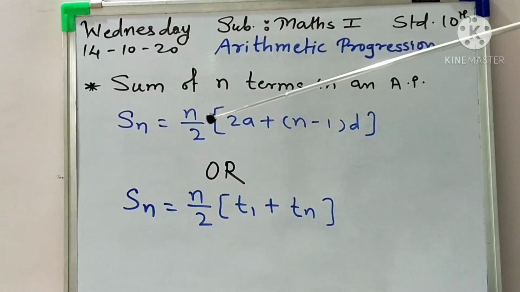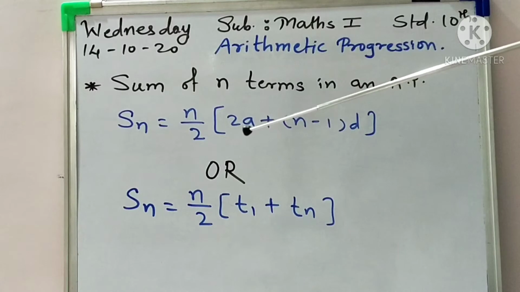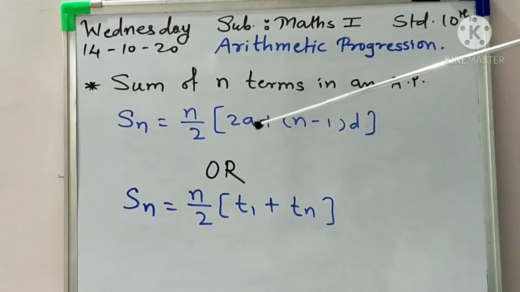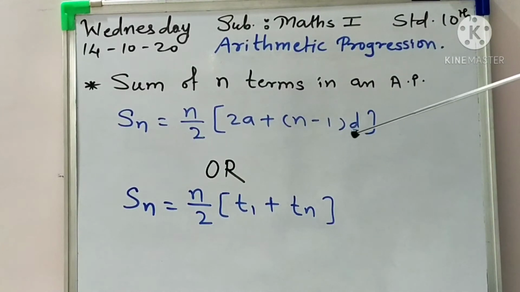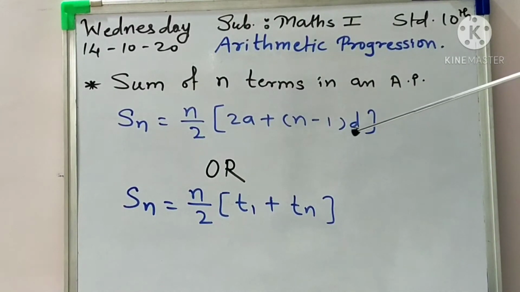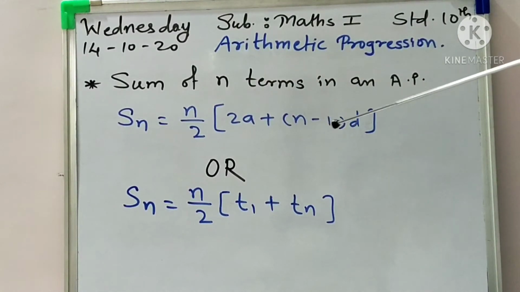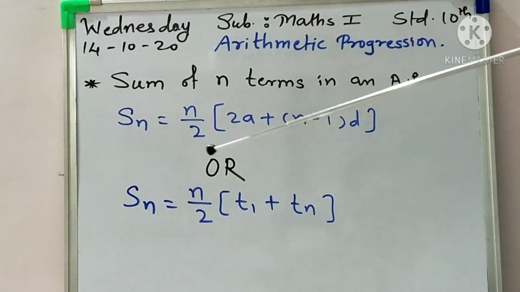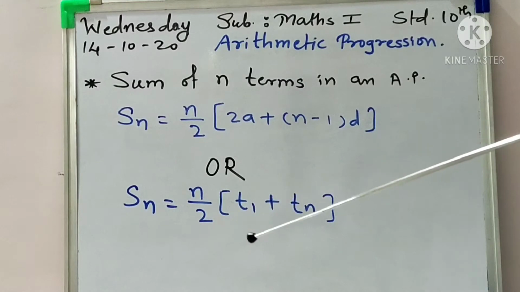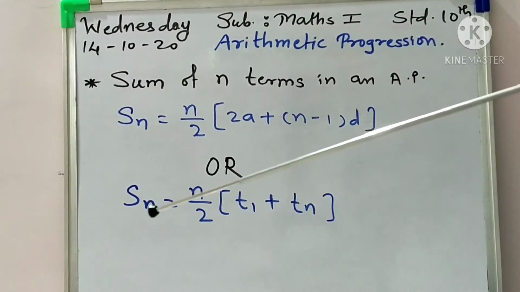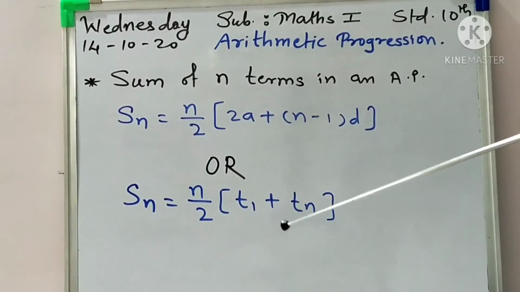20 for that AP. And according to that AP, we notice the first term, denoted by a, as given, and we find its common difference d. So this is the formula to find the sum of n terms of an AP. There is one other formula to find the same sum of n terms of an AP, and the formula is Sn equal to n upon 2 into T1 plus Tn.